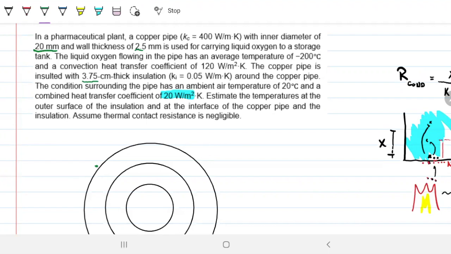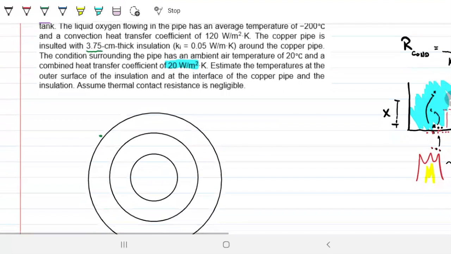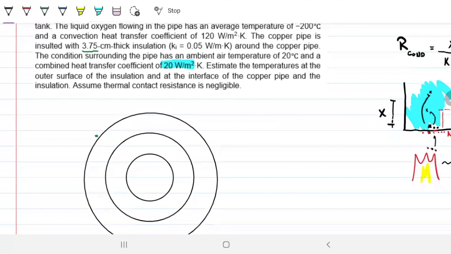We are to estimate the temperatures at the outer surface of the insulation and at the interface of the copper pipe and the insulator. We can assume thermal contact resistance to be negligible. So what do we have here?